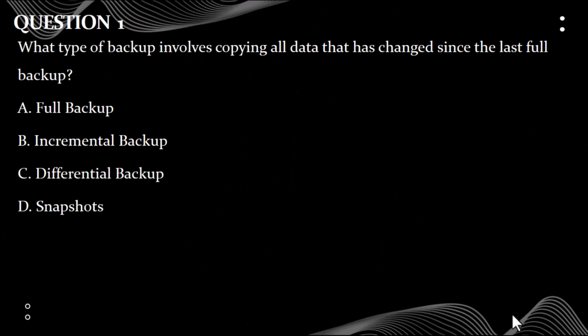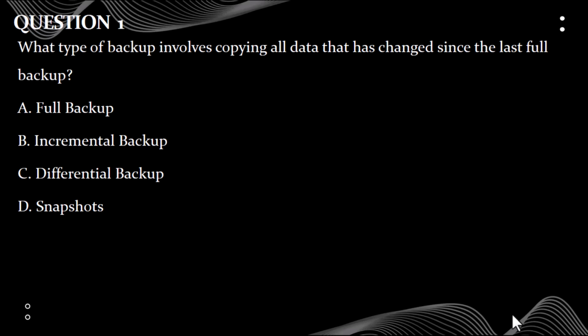What type of backup involves copying all data that has changed since the last full backup? A. Full backup. B. Incremental backup. C. Differential backup. D. Snapshots.